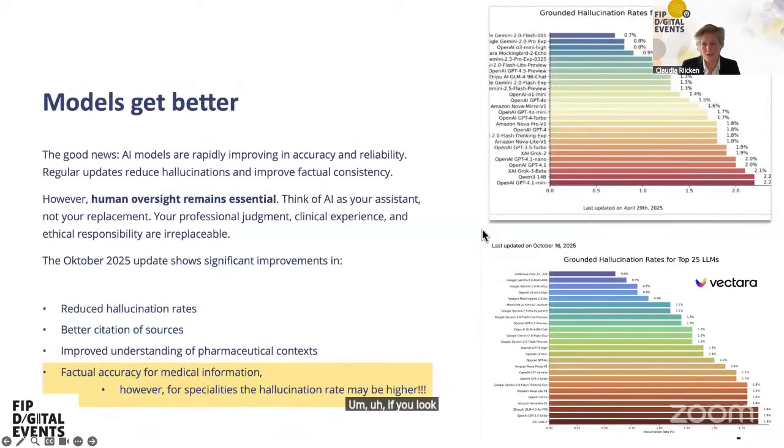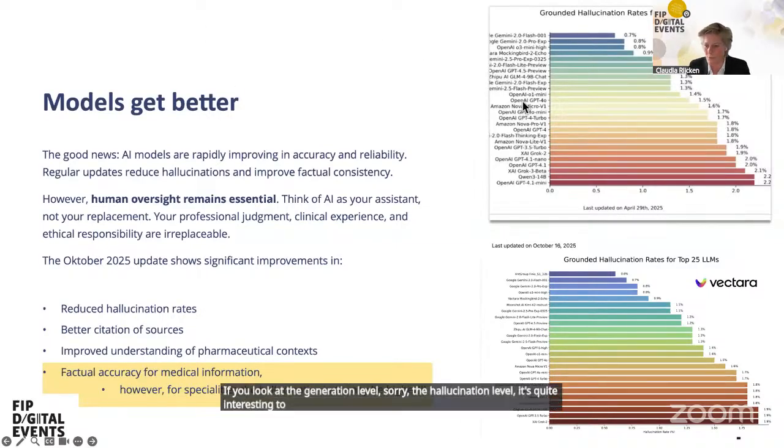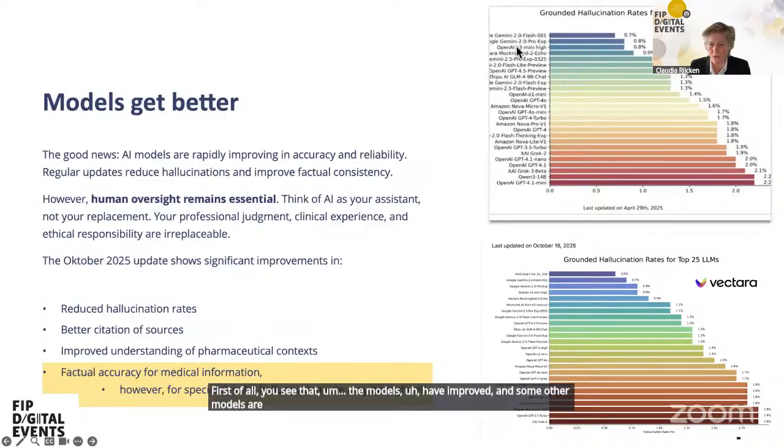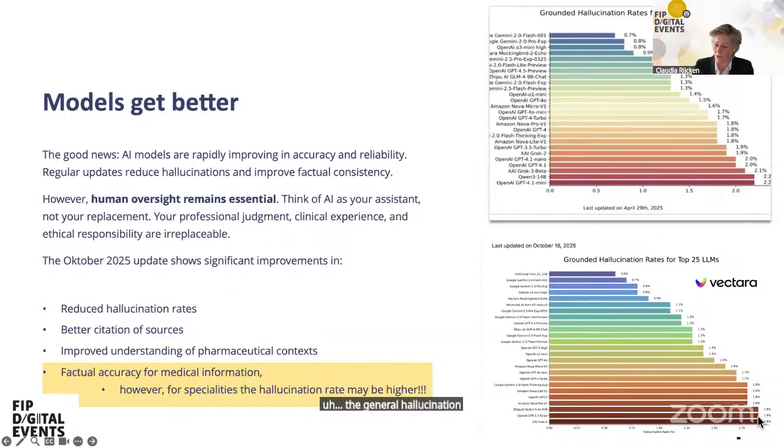If you look at the generation level, the hallucination level, it's quite interesting to see what happened between April 2025 and this is October 2025. First of all, you see that the models have improved, and some other models are now better than they were, or worse than they were in April. But you also see that the general hallucination rate has slightly improved. It's for some models still 2%, and well, basically here they become only slightly better.